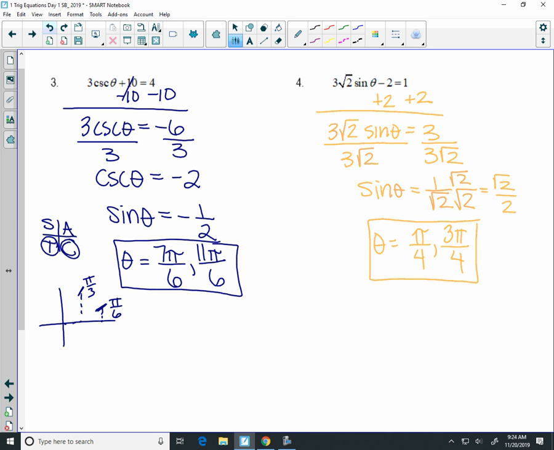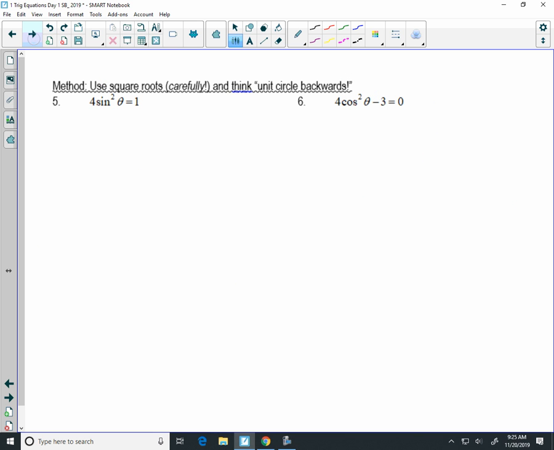Let's go. Good so far? Yep. That is basically solving directly. All we have to do is get your guy all by itself, then find the unit circle values. All right. Next, use square roots carefully.